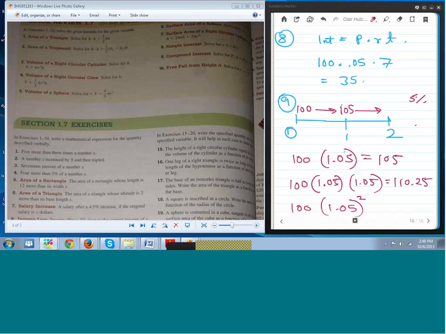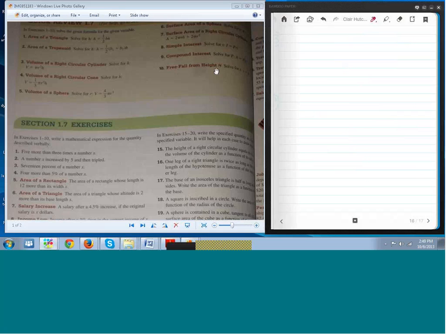And what's the last one? Free fall from height. I think you can read it. Is this S equals H minus 1/2 g t squared? So this is your, have you taken physics? Well, I'm taking physics now. Okay, so you may not have gone over this. So this is just a basic formula.